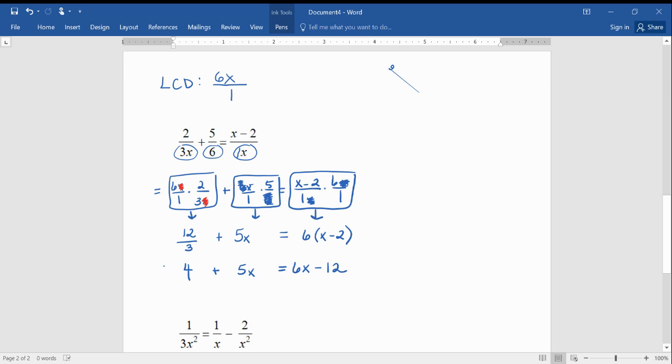All right, so look what we've got now. A basic equation you probably would have seen in Algebra 1 or pre-algebra.